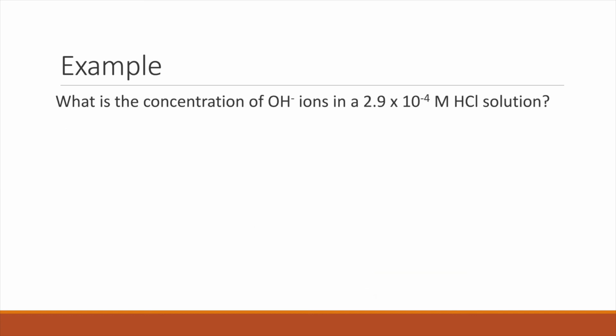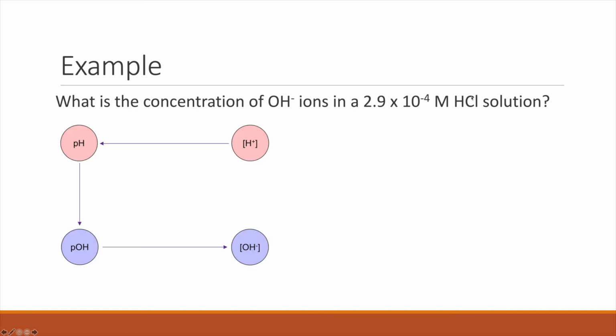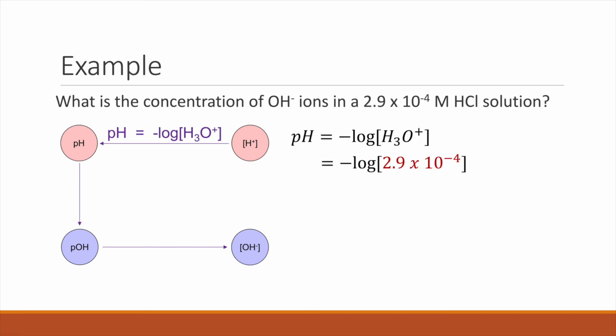Another example, what is the concentration of OH- ions in a 2.9 times 10 to the negative fourth molar HCl solution? So it wants concentration of OH-, but I've given you a concentration of an acid of H+. So this is going to be going through 3 steps. So we're going to start by going from H+ to pH through negative log. So the negative log of my acid concentration gives me a pH of 3.5.